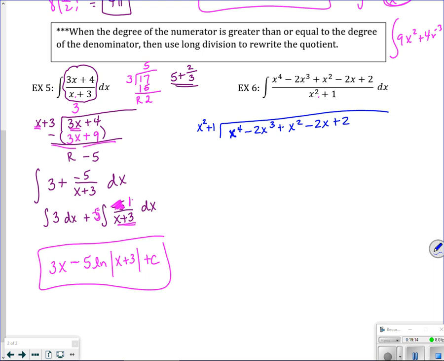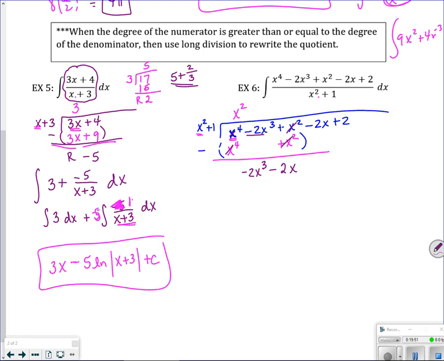Okay, here we go. So what do I need to multiply x squared by to get x to the 4th? I need to do x squared. When I multiply, I just be careful to line my things up. I would have x to the 4th plus x squared, correct? Now remember, I'm subtracting, so these guys cancel. I do have this negative 2x cubed, and then those cancel. And then I can bring down the negative 2x.